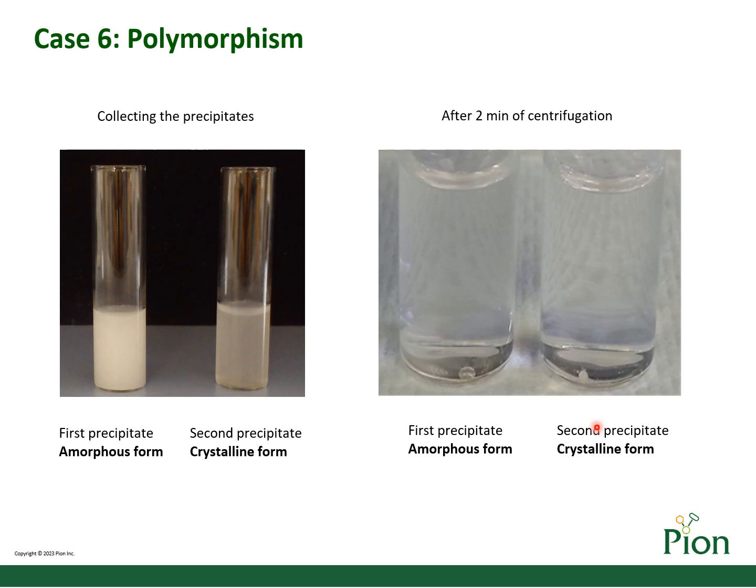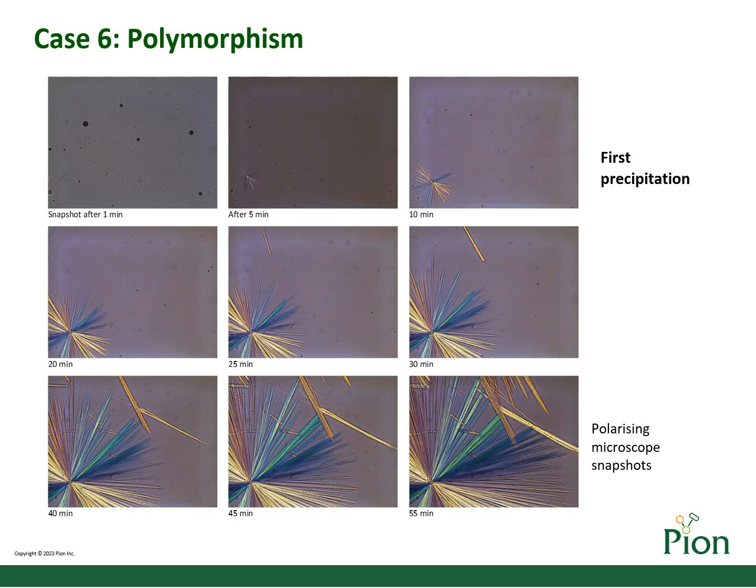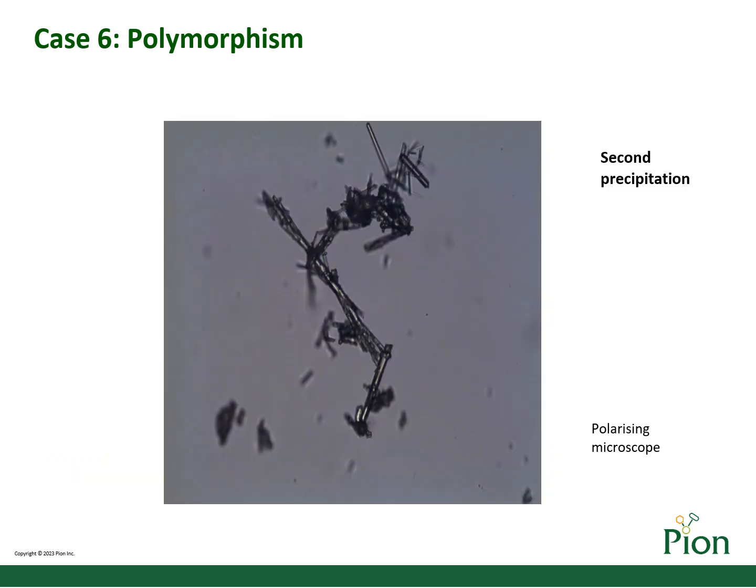We collected the oil and observed using the polarized microscope. The first screenshot shows small oil drops, and with time we can observe how they started to convert to the more crystalline form. We also observed the second precipitate through the polarized microscope, confirming that it was the second form, the more crystalline form.